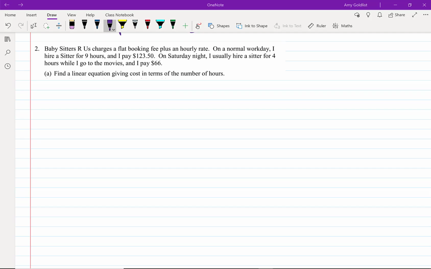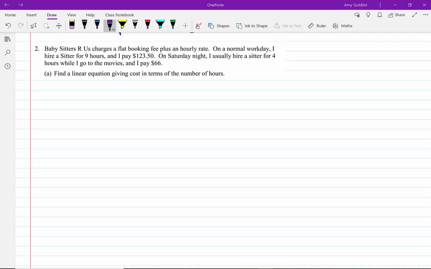Question 2. Let's do one more linear equation that is a costing equation. Babysitters R Us charges a flat booking fee plus an hourly rate. On a normal workday, I hire a sitter for 9 hours and I pay $123.50. On Saturday nights, I usually hire a sitter for 4 hours while I go to the movies and I pay $66. Find a linear equation giving cost in terms of the number of hours.